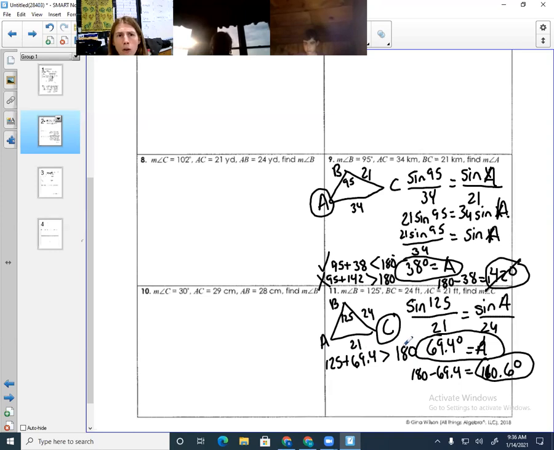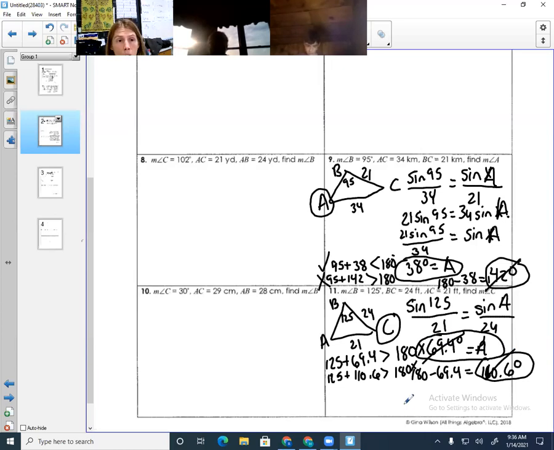So does this work? Yes or no, Y or N? No, it does not work. So this answer is not correct. Let's check the next one quick. 125 plus 110.6. Is that greater than 180? Yes. So that doesn't work either. So do we have any solution for A?